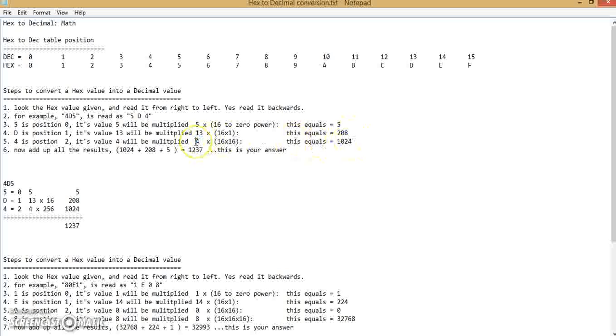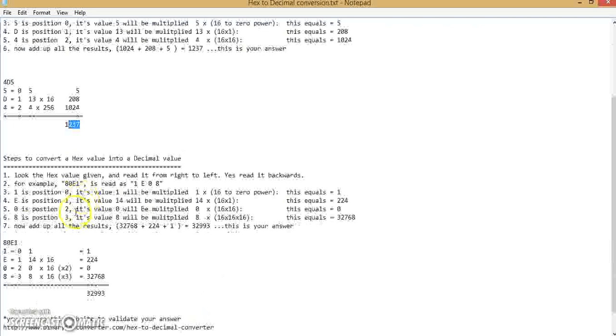Now we have the value of 4, which is multiplied by 16 squared, or 16 times 16, essentially position 2. That equals 1024. You want to add these three items up. That results in 1237, and that's your answer. Okay, I've done it here as well, kind of a layout for you, and it also gives you the same approach, which gives you the decimal equivalent of 4D5.